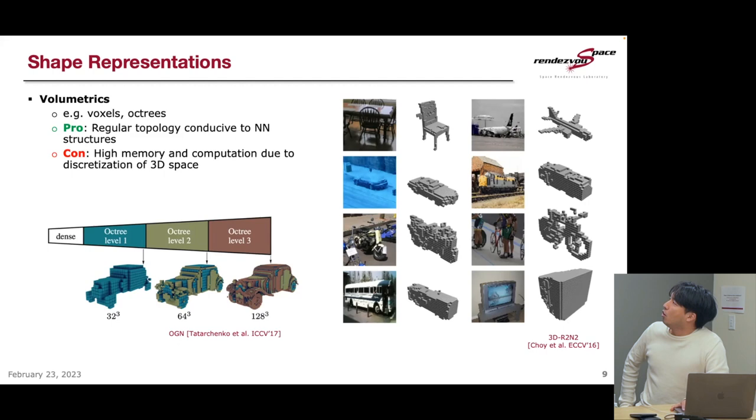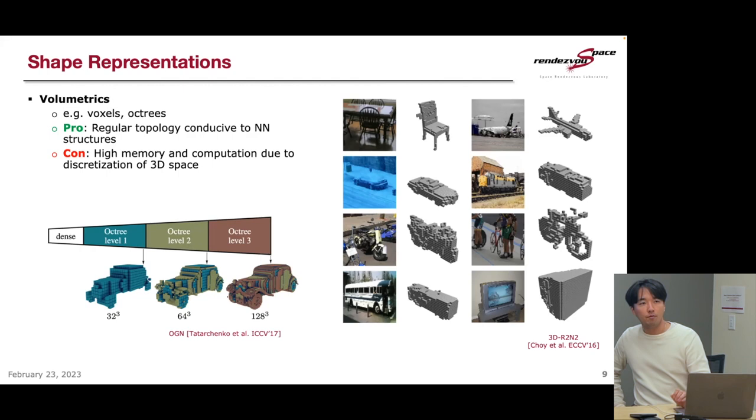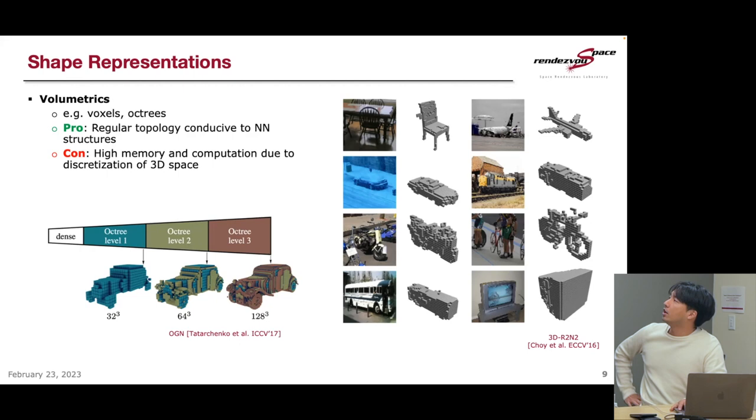One is the volumetrics. So these are things like voxels, which basically takes the 3D space and you discretize it in the same way you discretize the 2D space of an image into pixels. Of course, unlike images, which are in 2D, if you do this in 3D, then as you have more and more resolution, the memory just increases dramatically. And also the computation on these voxel representations becomes very demanding as well.